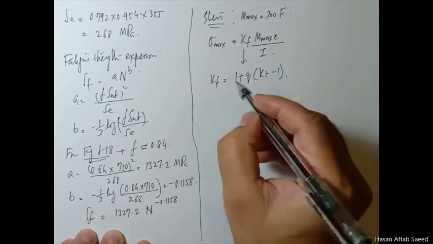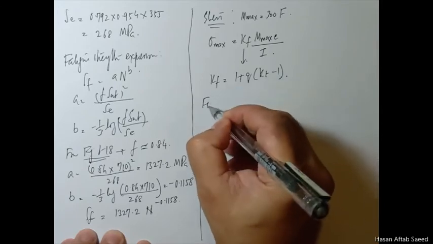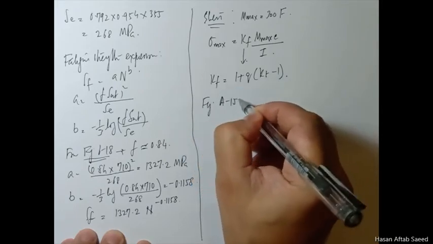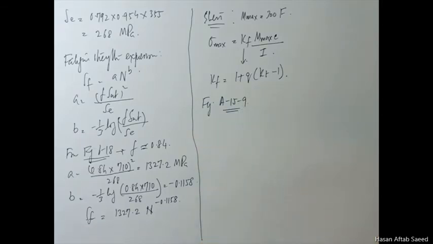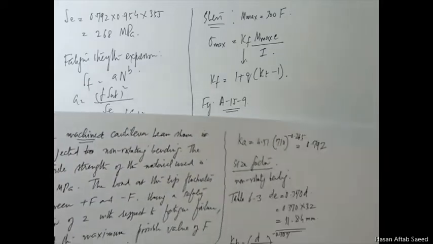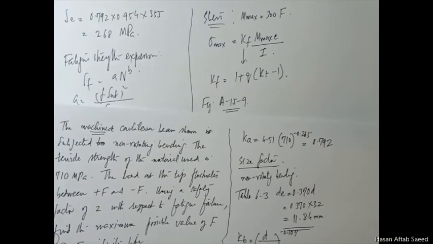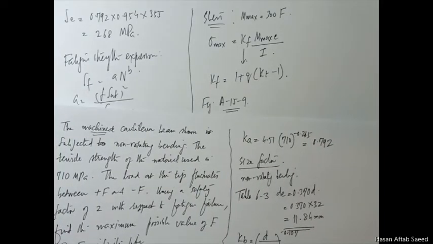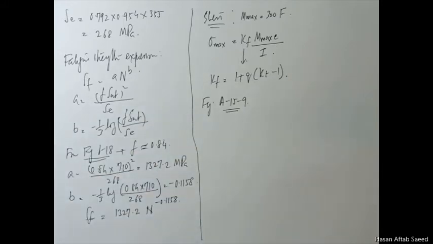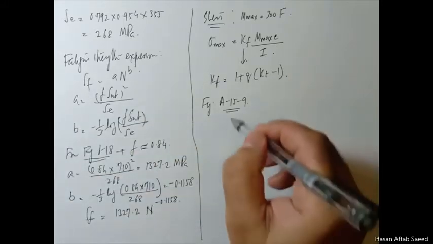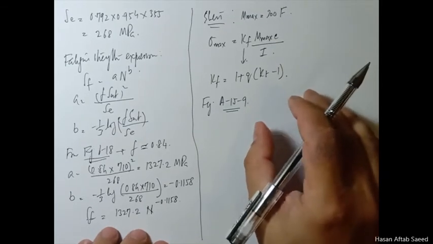So when it comes to Kt, again from figure A-15-9, you must be very careful. The same loading, the same situation, the same radius r and the same diameter, it will give you different values if you're talking about axial loading or bending loading or torsion or whatever. So make sure you read it off the correct chart, which happens to be A-15-9.